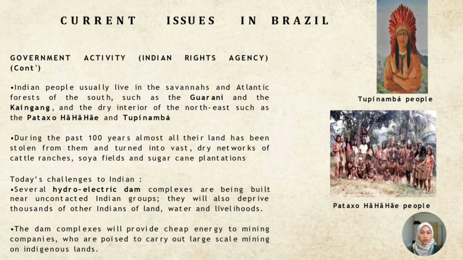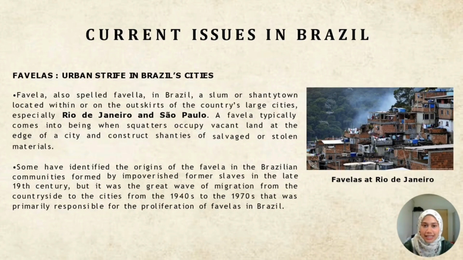To add to the challenge for Indians, several hydroelectric dam complexes are being built near uncontacted Indian groups that will also deprive thousands of other Indians of land, water and livelihood. The dam complexes will provide cheap energy to mining companies who are poised to carry out large-scale mining of indigenous land. Lastly, the current issue in Brazil is favelas, urban strife in Brazilian cities.